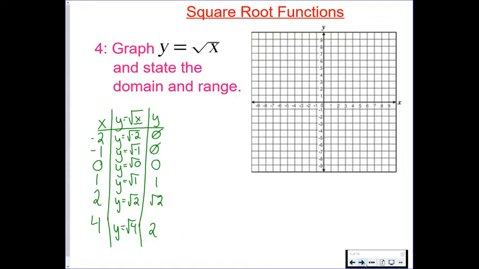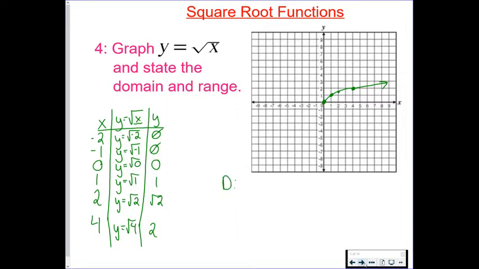Let's go plug it in. -2 and -1, our graph didn't exist there because we can't take the square root of a negative. 0, 0 had a point. 1, 1 did as well. 2 was at root 2, which is like right there. And then 4 was at 2. And then you can connect your dots together. And there's a square root function.